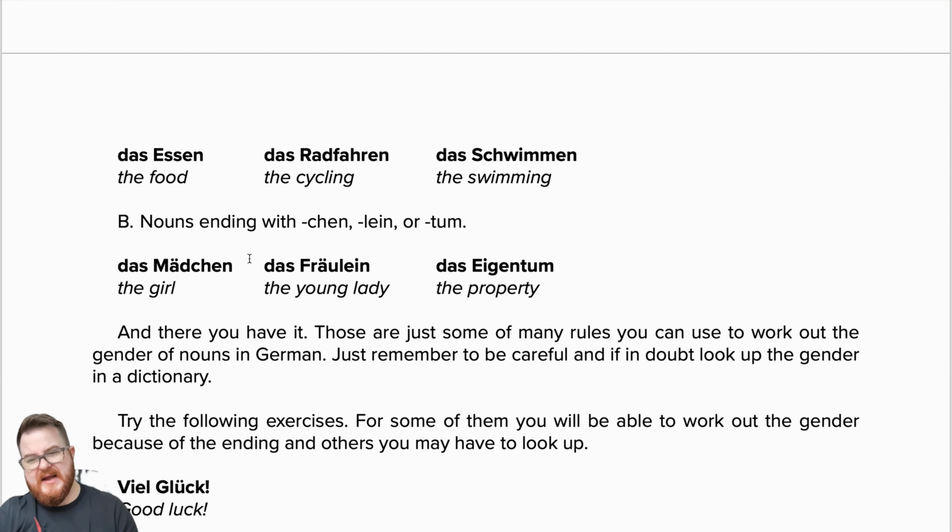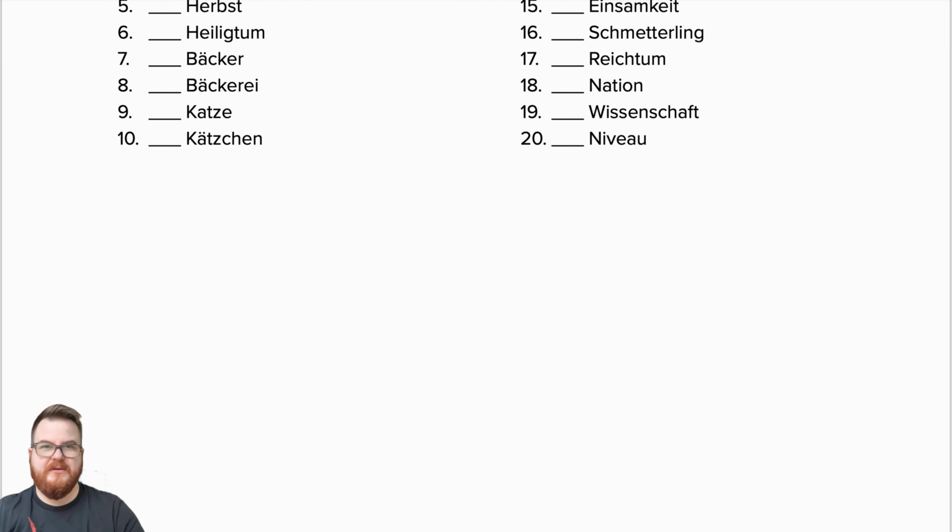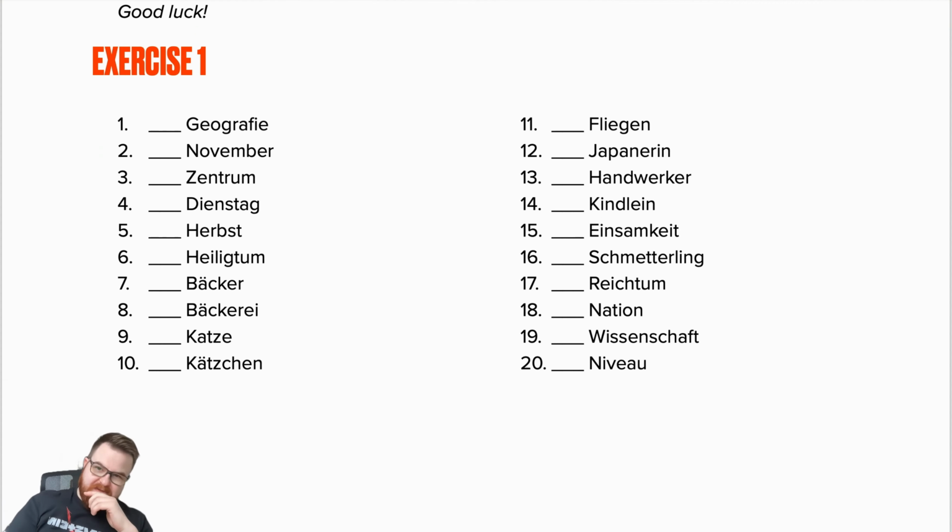Let's have a go at a quick exercise. I've got 20 nouns here. Now they're in line. I'll read them all for you first, then I'll give you a chance to pause the video. Using the rules that we've just discussed, see if you can determine the gender of these nouns and put in the blank space either der, die, or das. Der for masculine, die for feminine, and das for neuter.